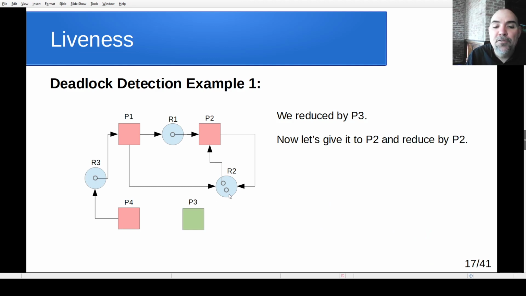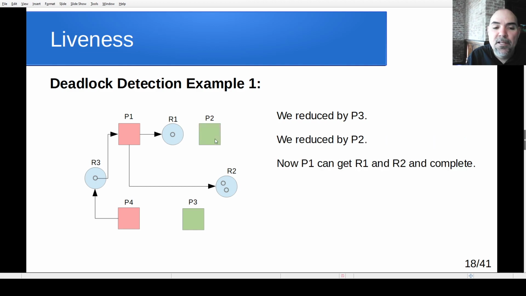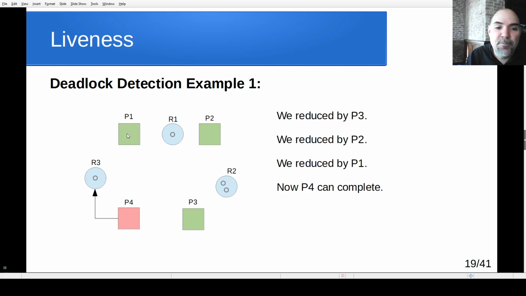And then we can reduce the graph by P3. So we reduced by P3, and now that one has been returned back, and now P2 could get it. So let's reduce by P2. Reducing by P2, he finishes, and now both of these are available. And now P1 could get R1 and R2. He already has R3, and he could finish, so we could reduce by that.